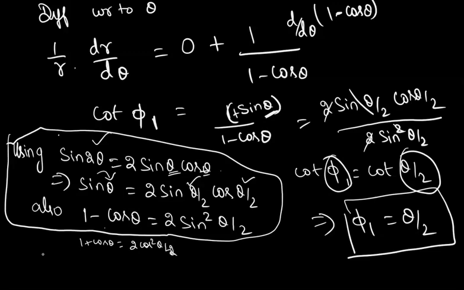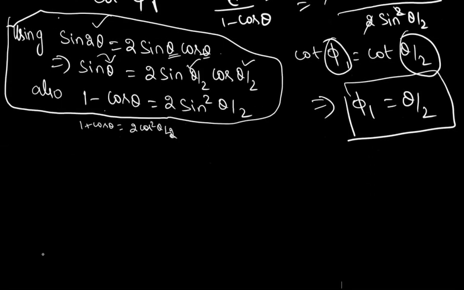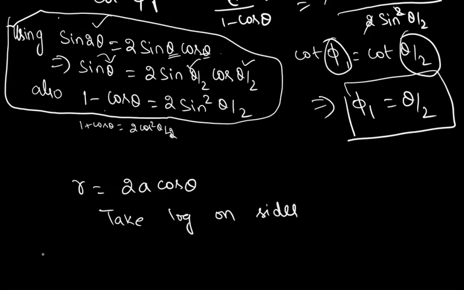And we have to similarly find the second angle phi 2. And the modulus of phi 1 minus phi 2 will give you the angle. Now see the second curve, r is equal to 2a cos theta. I am taking log on both sides. And on the right hand side we have multiplication. Hence log r is nothing but log of 2a plus log of cos theta.